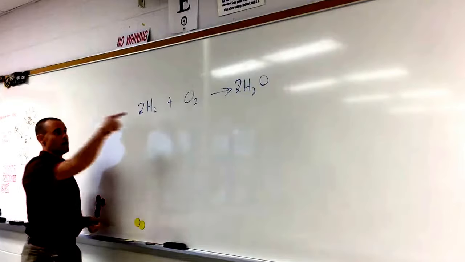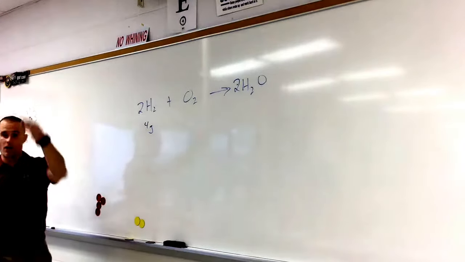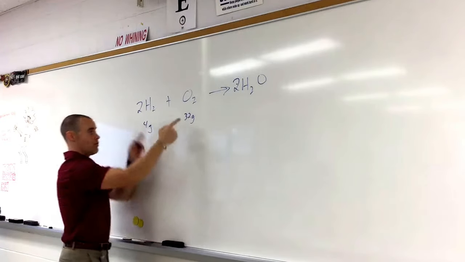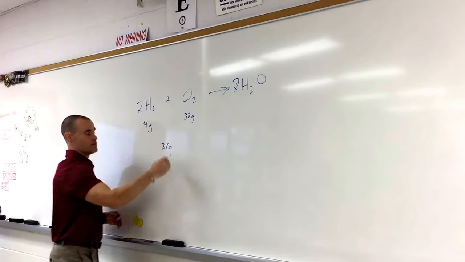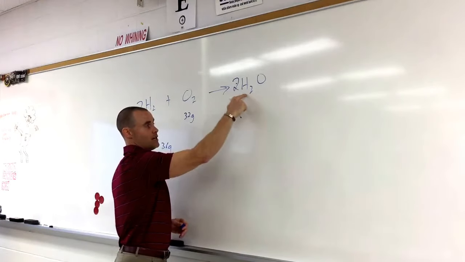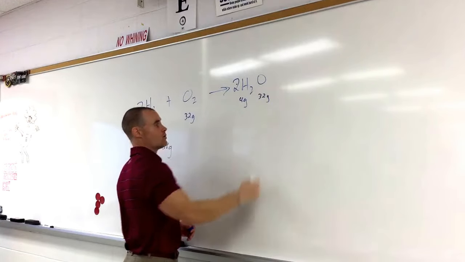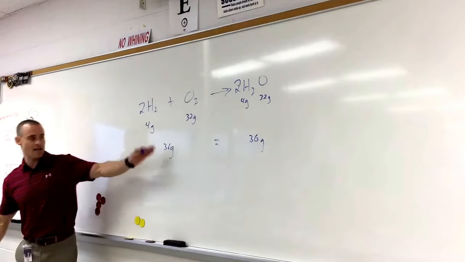So if we have 4 H's, that's 4, let's say, grams, right? Let's say those numbers are in grams. If we have 2 oxygens, that's 32 grams. So this side of our scales is going to be 36 grams. Well, if I have 4 H's here, there's my 4 grams, and then 2 O's, there's my 32 grams. That's 36 here, 36 equals 36, conservation of mass.